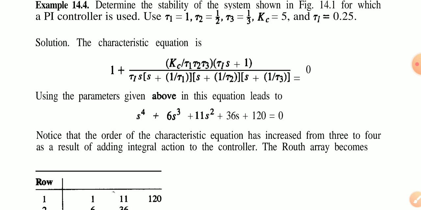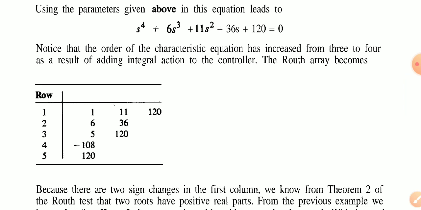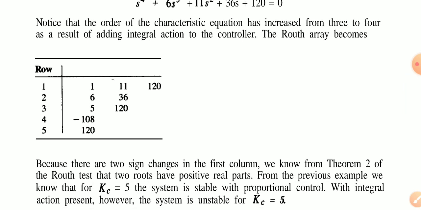Using the parameters given above, this equation leads to s raised to 4 plus 6s cube plus 11s square plus 36s plus 120 is equal to 0. Notice that the order of this characteristic equation has increased from 3 to 4 as a result of adding integral action to the controller part.